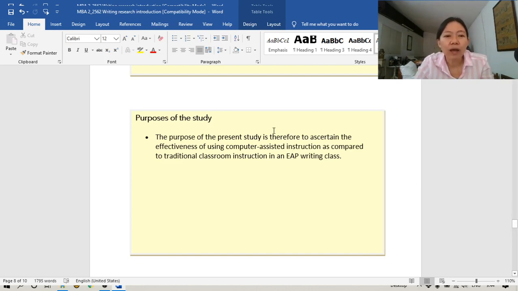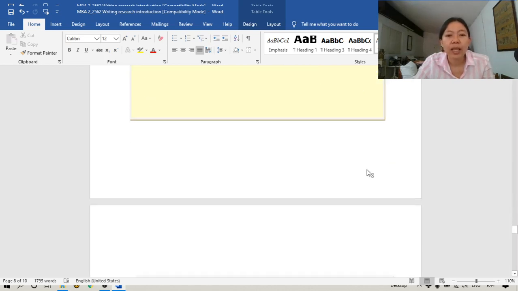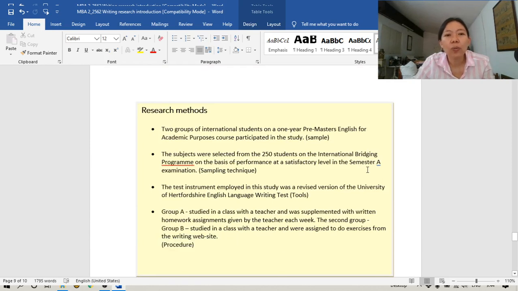So here we have the sentence that talks about the purpose of the study. The purpose of the present study is therefore to ascertain the effectiveness of using computer-assisted instruction as compared to traditional classroom instruction in an EAP writing class. So we took sentence number 10 from the introduction part and put it in the purpose of the study. And then we have the research method. We can go back to the reading text and select the sentences that talk about samples, sampling technique, research tools, and the procedure. You can take the sentences and write them down in bullet points like this.